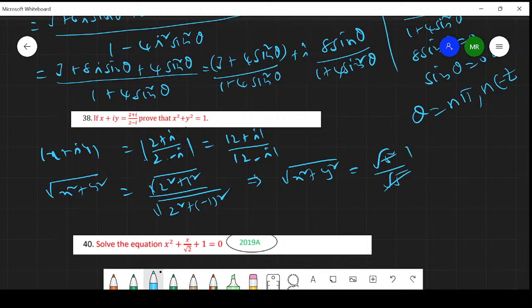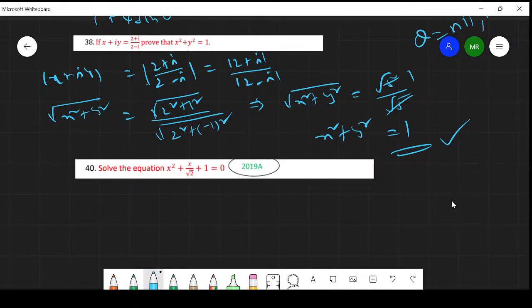This will come 1. Squaring on both sides, x square plus y square is equal to 1. Simple way to prove this. I have done this. With this I have successfully completed all complex number problems, including the miscellaneous exercise.